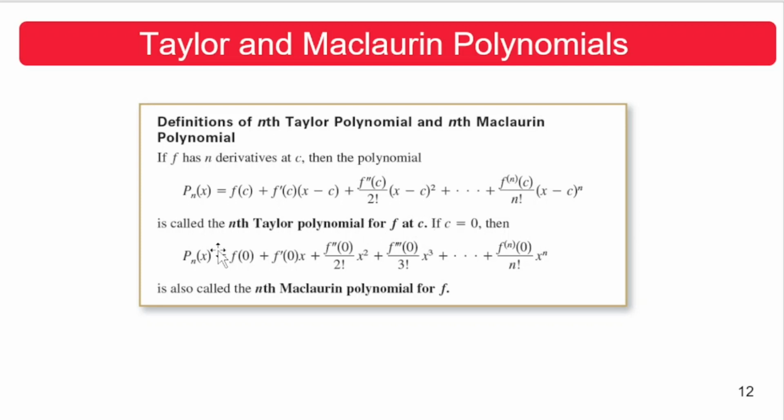But if c is equal to 0, then this polynomial function p sub n of x is equal to the value of the function at 0 plus the first derivative of the function at 0 times x plus the second derivative of the function at 0 over 2 factorial times x squared plus the third derivative of the function at 0 over 3 factorial times x cubed plus, and so on and so forth, up to plus the nth derivative of f at 0 over n factorial times x to the n. So this is called the nth Maclaurin polynomial for f.